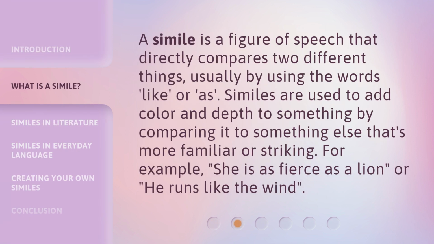A simile is a figure of speech that directly compares two different things, usually by using the words like or as. Similes are used to add color and depth to something by comparing it to something else that's more familiar or striking. For example, she is as fierce as a lion, or he runs like the wind.